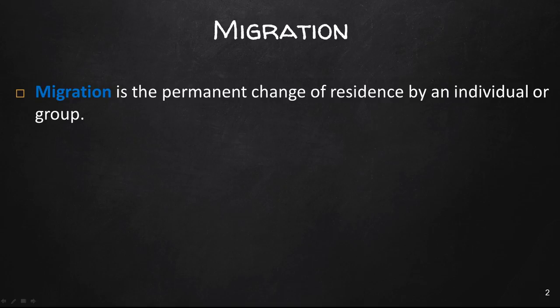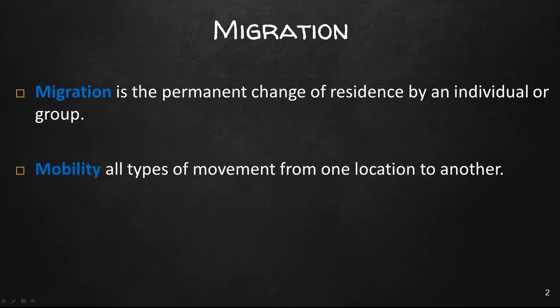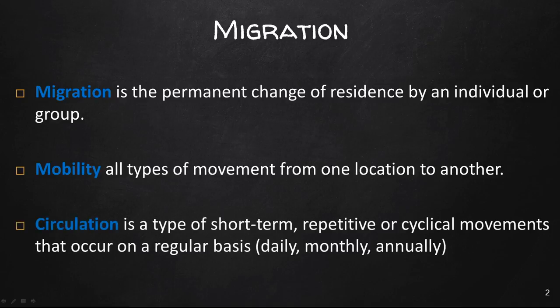So migration is the permanent change of residence by an individual or group. Mobility is all types of movement from one location to another. And circulation is a type of short-term, repetitive, or cyclical movements that occur on a regular basis, whether it's daily, monthly, annually. So these are some key terminology that you should know and understand.